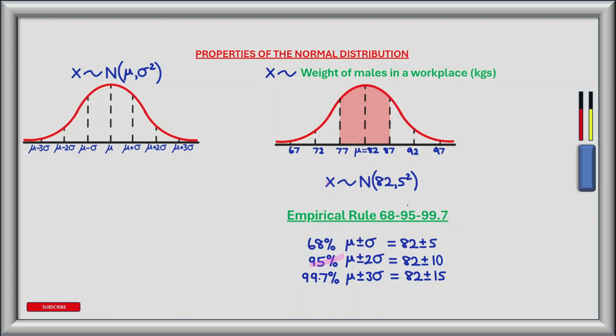And 95% of the weights fall within two standard deviations of the mean. So that's 82 kilograms, which is the mean, plus or minus 10 kilograms, which equates to the area shaded in red on the graph, which has weights between 72 kilograms and 92 kilograms. And 99.7% of all weights fall within three standard deviations of the mean. So that's 82 kilograms, which is the mean, plus or minus 15, which equates to the area shaded in red on the graph and has weights between 67 kilograms and 97 kilograms.